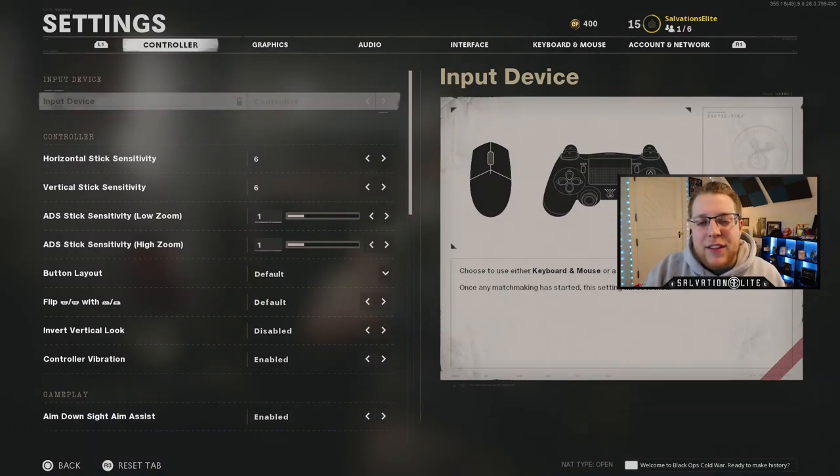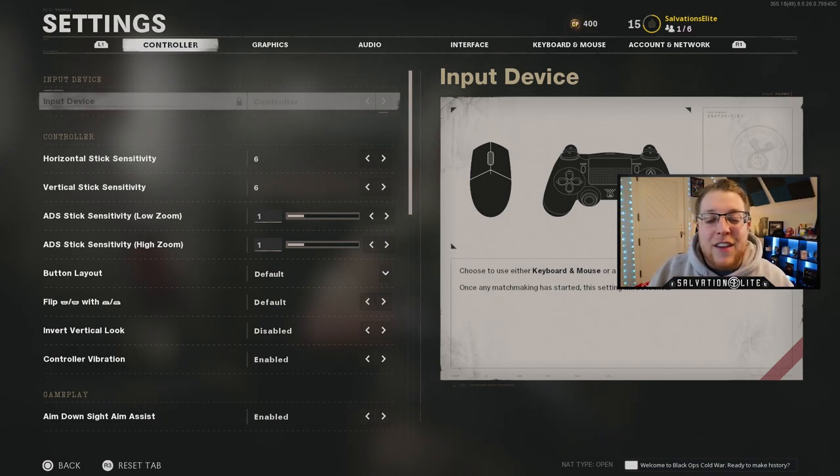For ADS sensitivities, 1 is usually still your best option. I wouldn't really have a problem with somebody going down to 0.9. In Modern Warfare, a lot of people went with 0.95, but in Black Ops Cold War, they only let you go by increments of 0.1. So I would recommend sticking with 1-1, but I wouldn't have any problem if somebody went down to 0.9, for example if you're going 7-7, 0.9 could work as well.